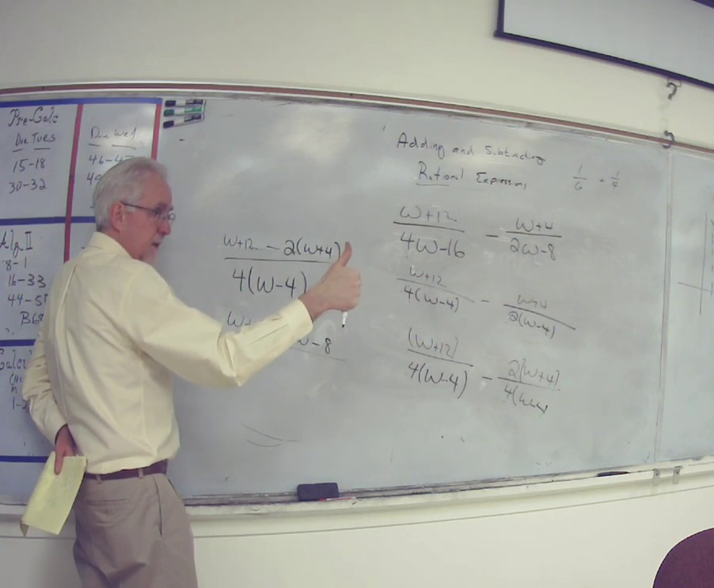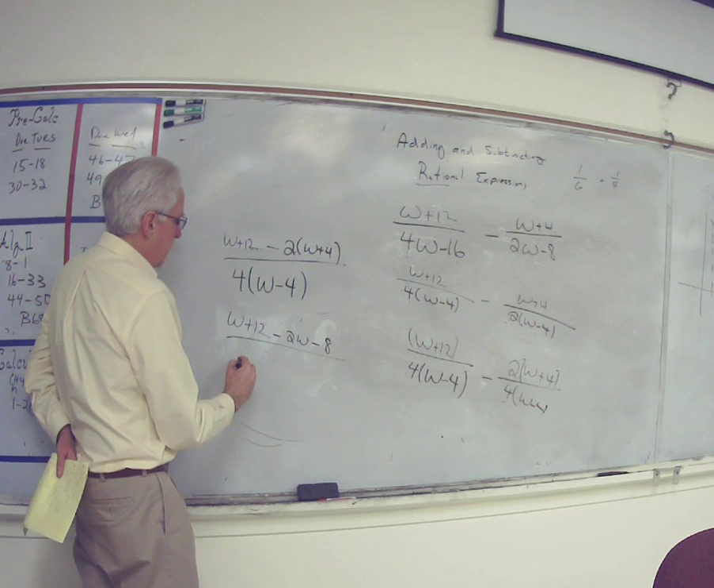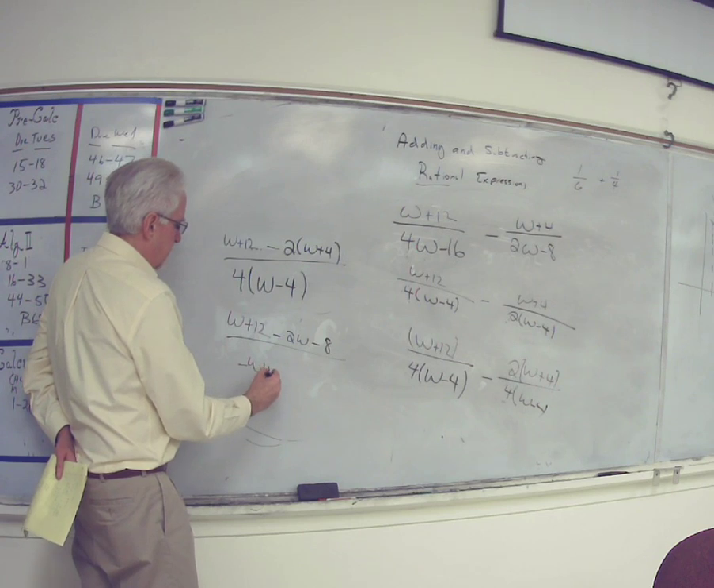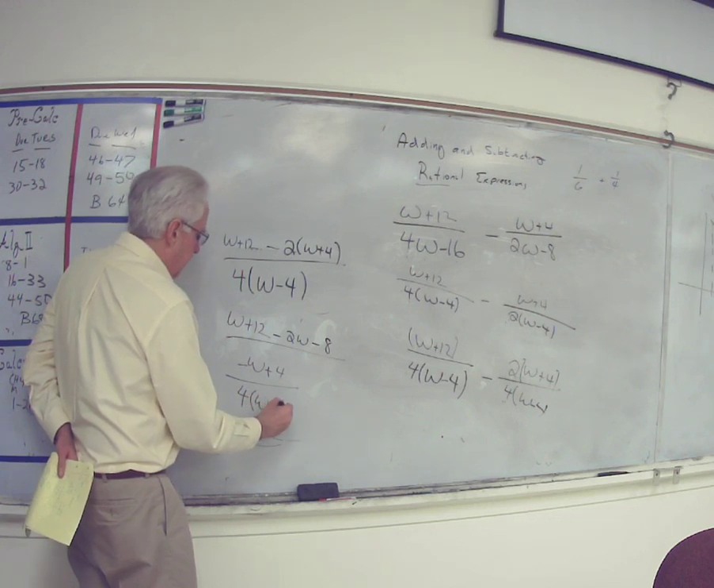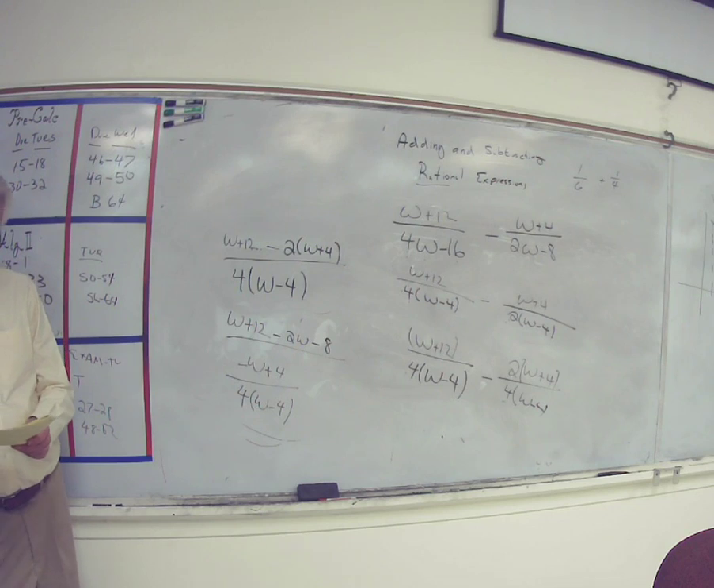Do you understand it perfectly now? Yes. Good job. Okay, w minus 2w is negative w. 12 minus 8 is plus 4, over 4 times w minus 4. Do we stop there? Yes.